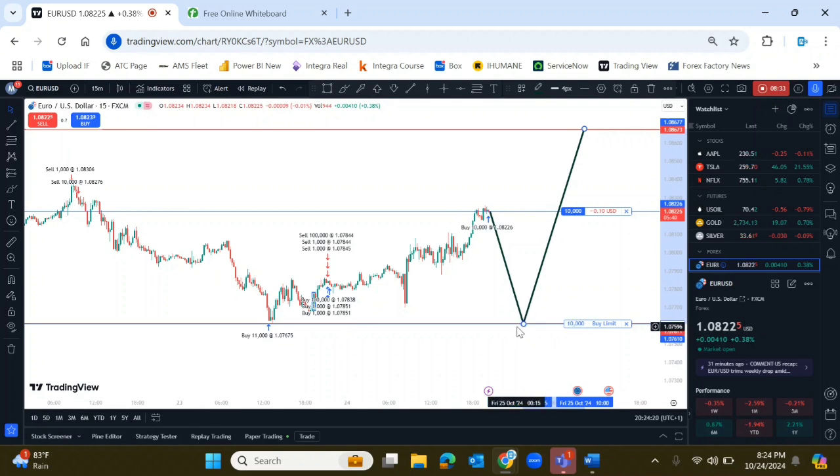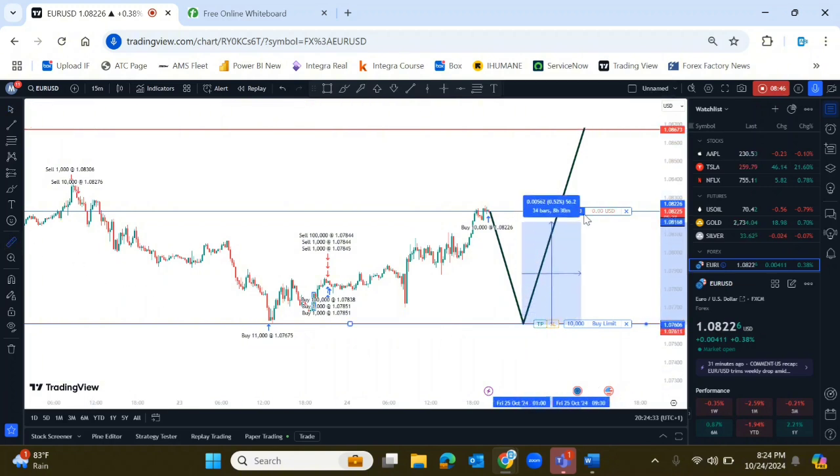So now, if it reverses and starts going up, let's say it reversed from this point and then started going up after hitting my buy limit, look at the money I will be making considering the lot size I used. Now let me just calculate it for you guys. This is 107 pips, so that will be equivalent to $107.